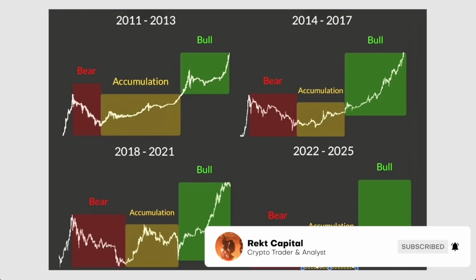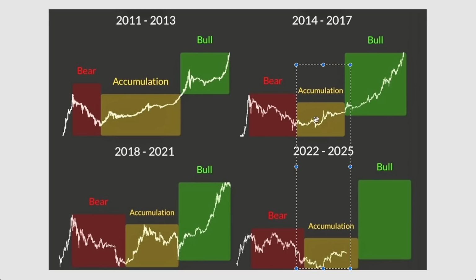So right over here we have an accumulation period, and this accumulation period is something we tend to see across time. It's the accumulation period that tends to precede a bull market phase in the Bitcoin market cycle, and this is exactly where we are right now.